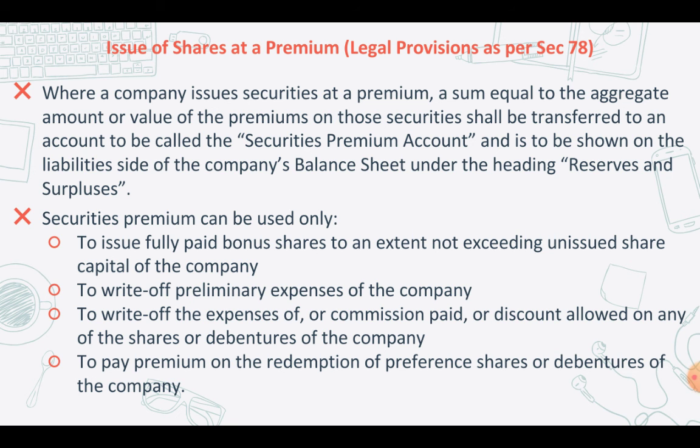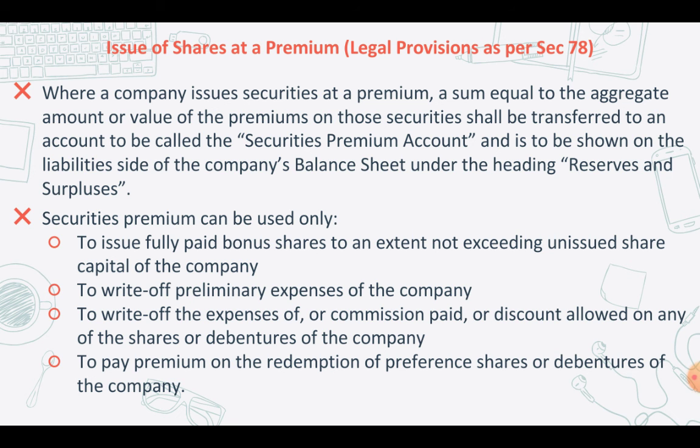The next provision under section 78 states that a securities premium can only be used for the following 4 purposes as laid down in section 78. So the amount that you're earning from securities premium, we can use it only for these 4 purposes. Firstly, to issue fully paid bonus shares to an extent not exceeding the unissued share capital of the company. Second, to write off preliminary expenses of the company. And the third is to write off the expenses of or commission paid or any discount allowed on the issue of shares or debentures.